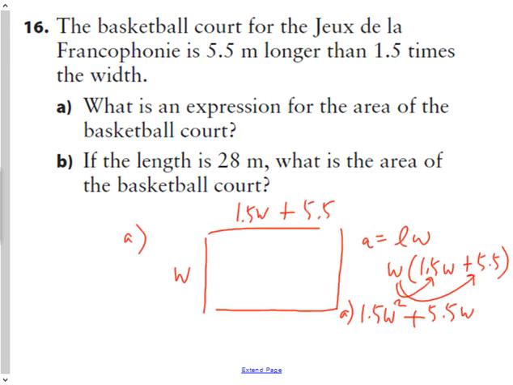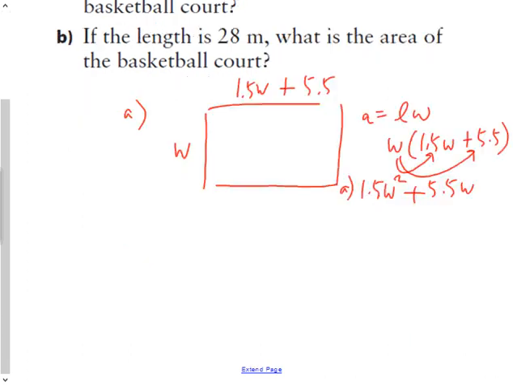Okay, that's A. Now B says if the length of the court is 28 meters, what is the area of the basketball court? Well, this is a little tricky. This is interesting, because if I know this is 28, the area is really 28 times W, but I need to know what W is. So since this length here is the same as this length here, I'm going to use algebra to say that 1.5W plus 5.5 is the same thing as 28.